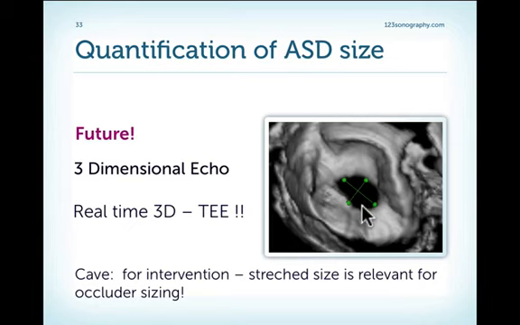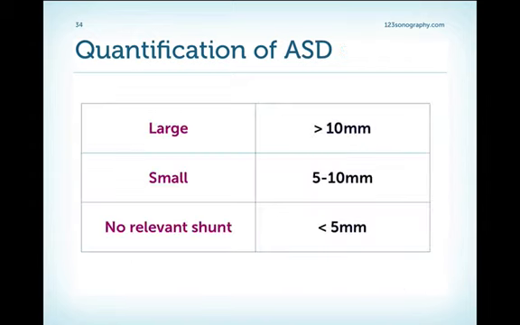However, for intervention, it's less important to see this entire aspect of the ASD, because for the eventual planning and for the definition of the size of occluder we will use, we need balloon stretching, and we will measure the balloon stretched diameter of the defect.